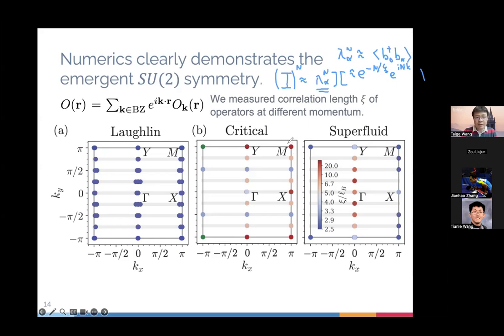It should be noted that there are no lattice symmetries that relate these three points. We break C4 by implementing the system on a cylinder, and there's certainly no symmetry that connects X and M. So symmetry cannot explain this accidental degeneracy of the correlation length, and you probably need SU(2) symmetry to explain it. In terms of numbers, how close are they really? Let me show you the next slide.